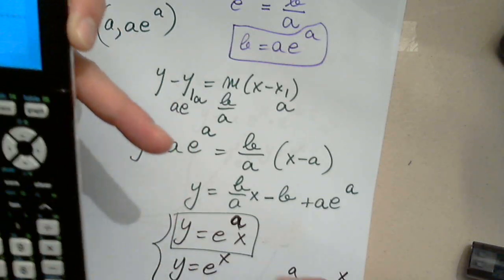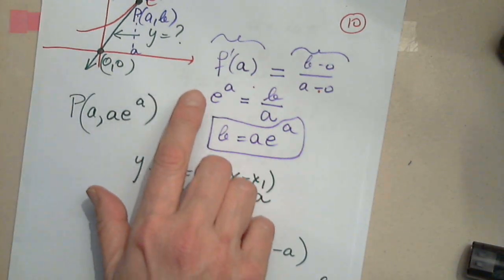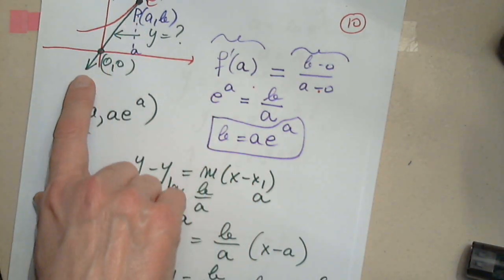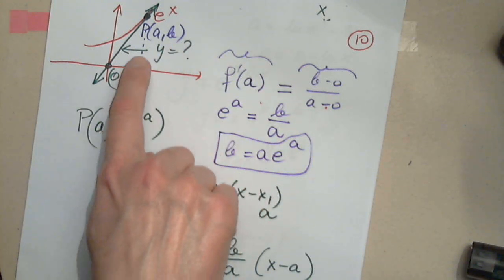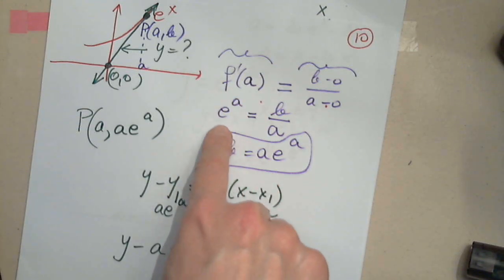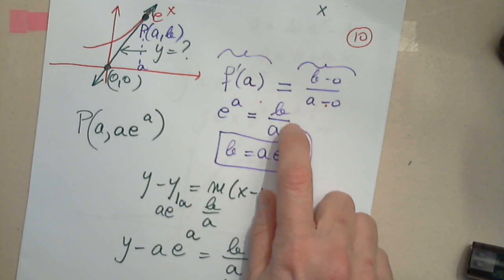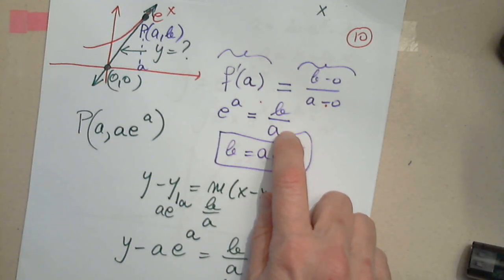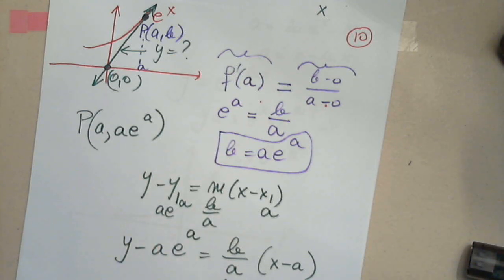That's not a tangent. Okay. So that was our point. We want the tangent to go through the origin. So b minus 0 over a minus 0, that's correct. F prime of a is e to the a, which equals b over a. At that point, for a, we have, sorry.